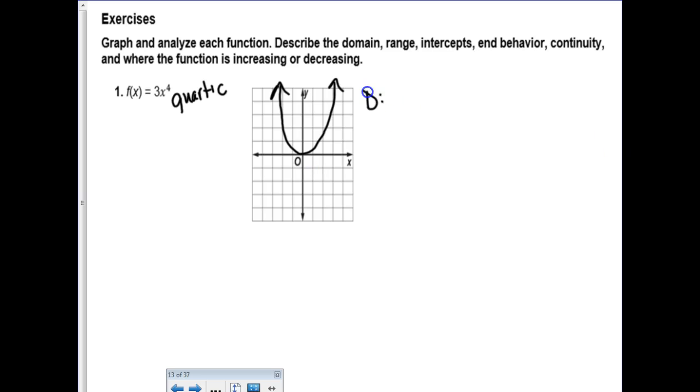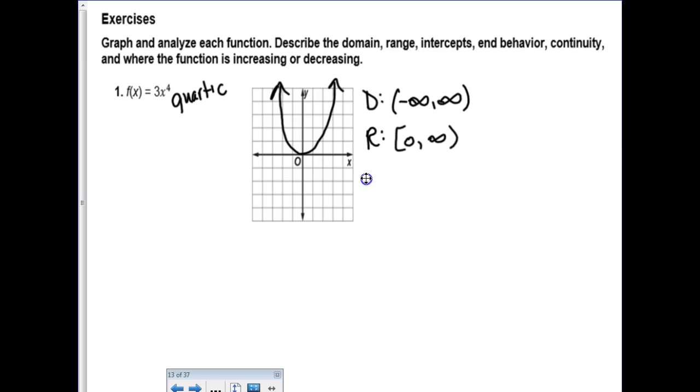All right, domain. How far left, how far right? Yeah, -infinity to infinity. Range. So it stops here at 0. Or it starts, I should say. The range starts at 0, goes to infinity.